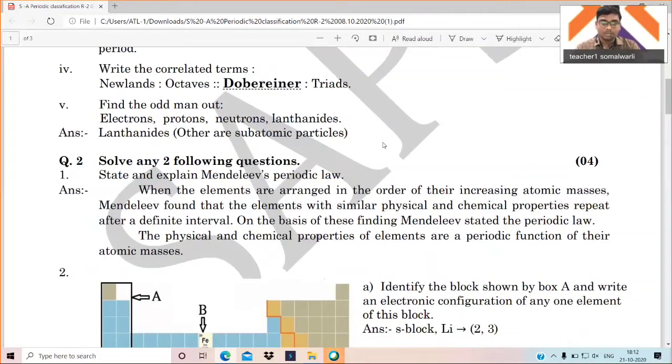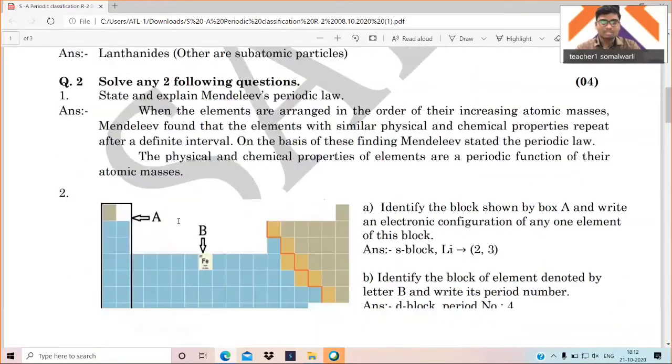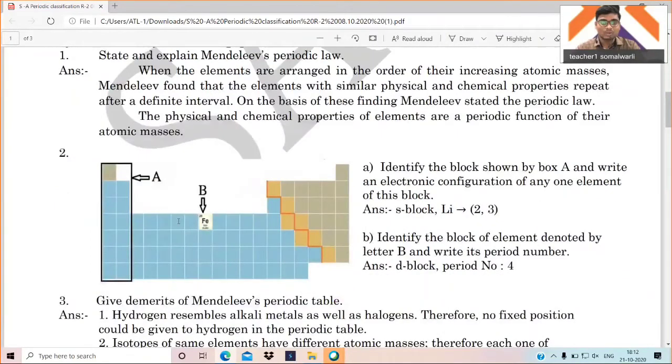You have to remember. So similarly, when we arrange the elements in increasing order of their atomic masses, what we observe is that their physical properties and chemical properties are similar. They show some regularity. That was Mendeleev's periodic law. It was very easy actually. Now, this is one of the easy and tricky questions.